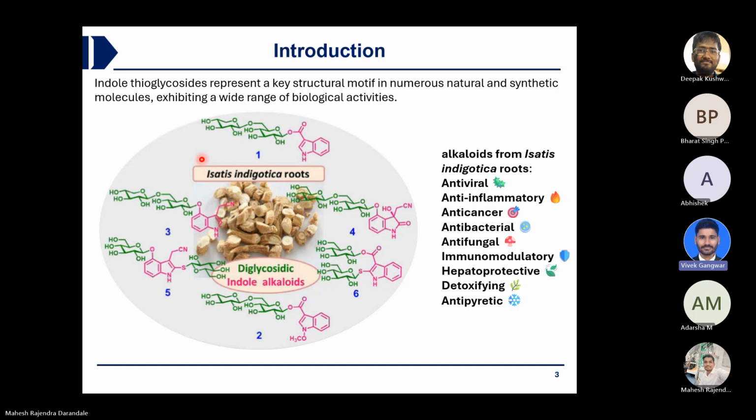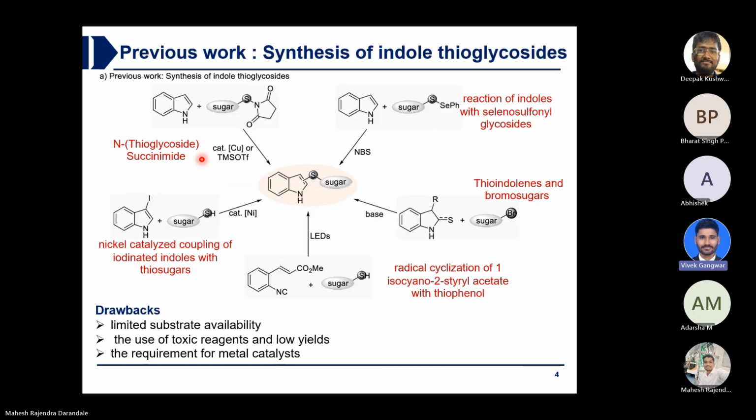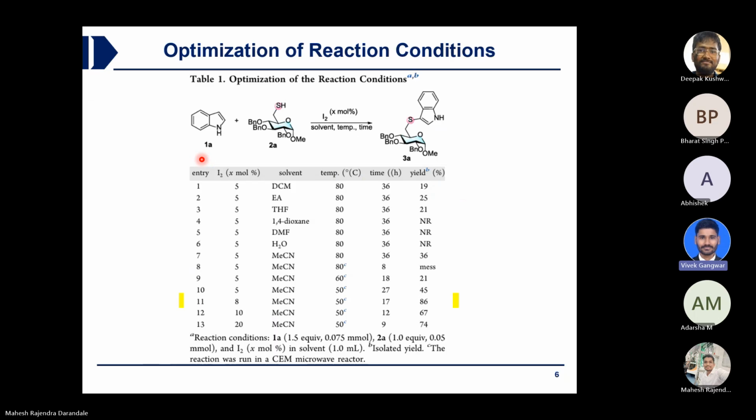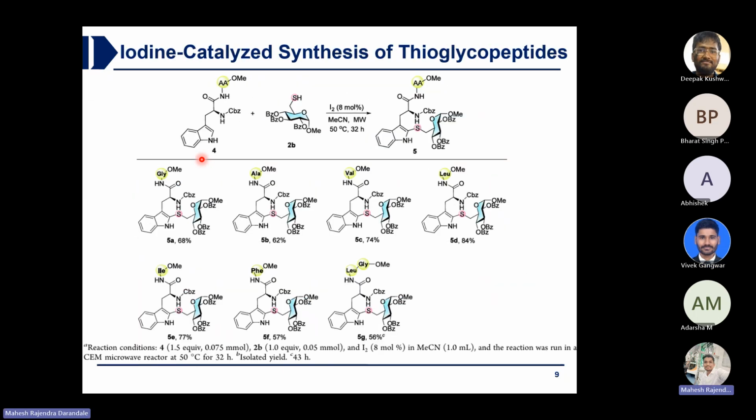Good presentation, Mahesh. How are they controlling the C2 and C3 position attack of the nucleophile? Go to the next slide. Here. So basically, whenever the indole reaction is happening, it is happening at the C3 position only, because it is more nucleophilic.